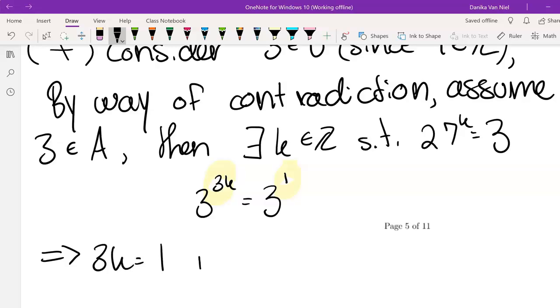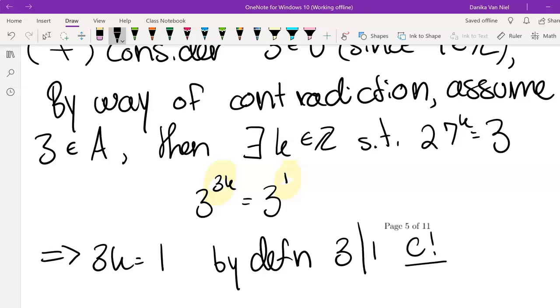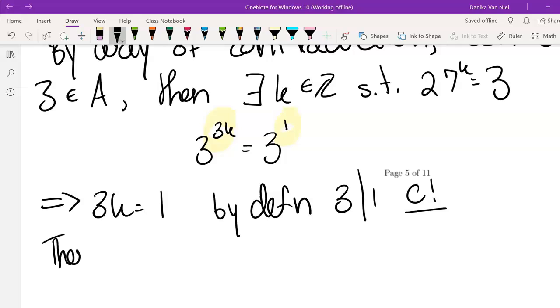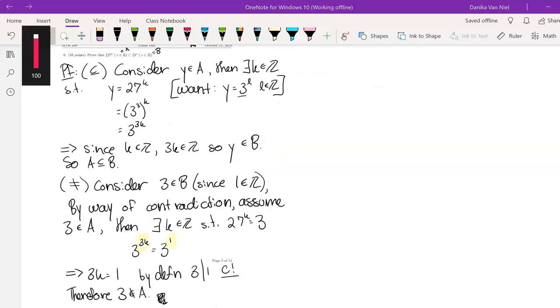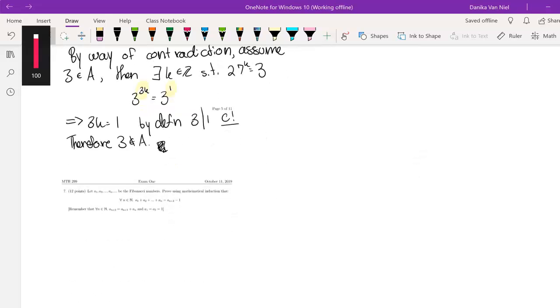Meaning, so now by definition, since k is an integer, 3 divides 1. Contradiction. That's not true. Okay? Therefore, 3 is not in A. Oh. All right, so there we go. We got it. Okay.